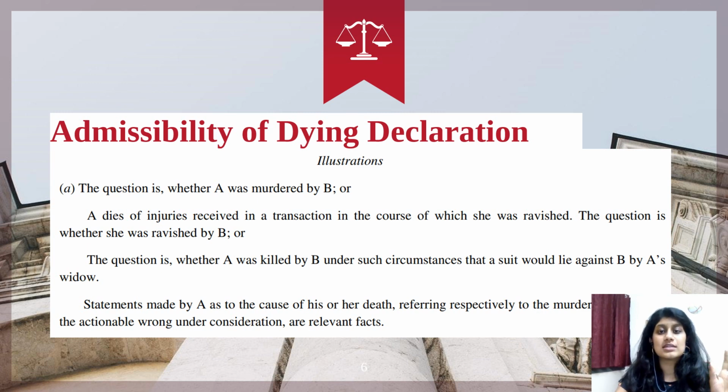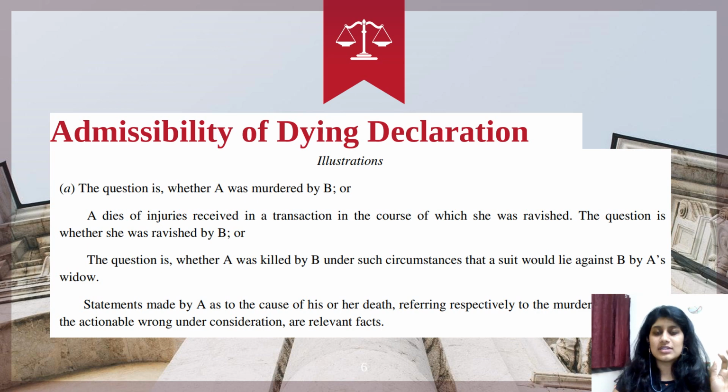This can be explained by this case. It's a very famous case, Pakala Narayana Swamy versus Emperor. It's a 1935 Privy Council case. In this, the deceased had left his house to go to a certain place, and he told his wife that he was going to this man's house to demand that he return the money he had given him.